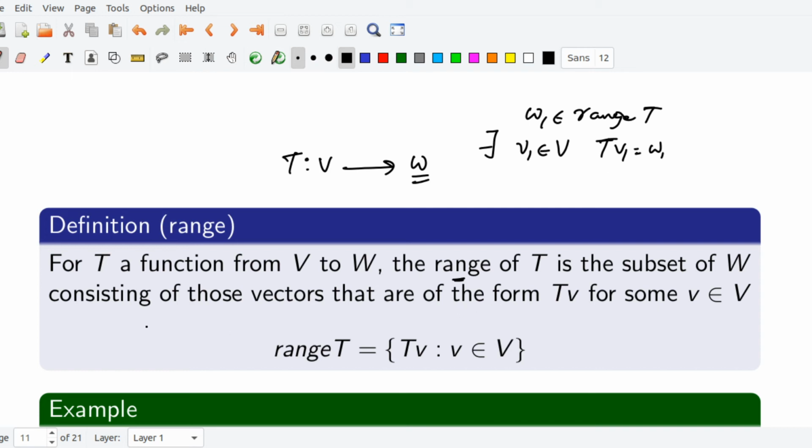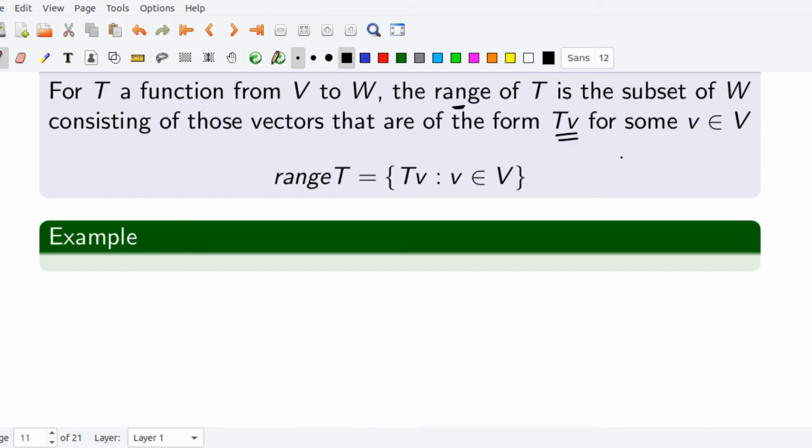Hence the definition is that the range of T is a subset of W consisting of those vectors that are of the form Tv for some v element of V. Here, if w1 is in the range set, then w1 is of the form Tv1. Okay. We are going to consider some examples of range space.